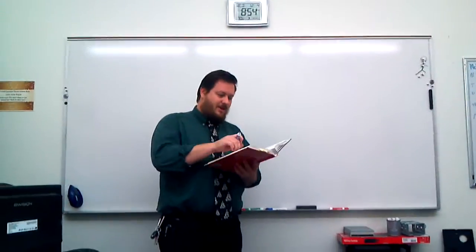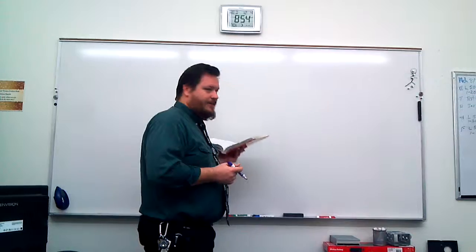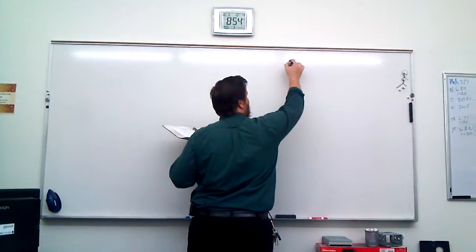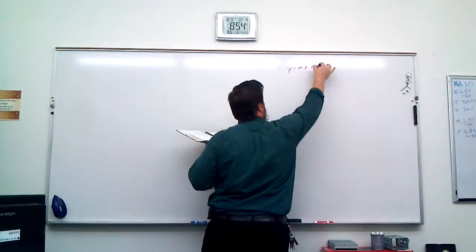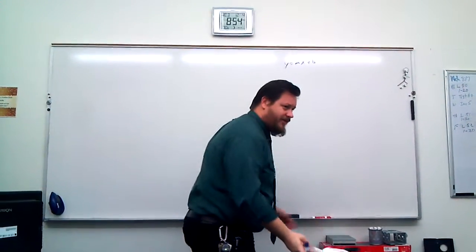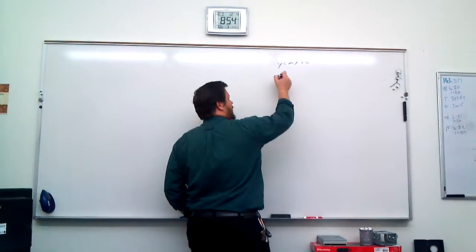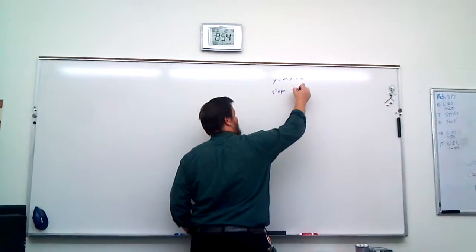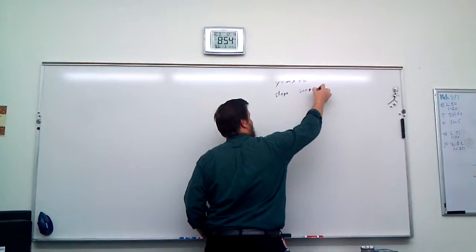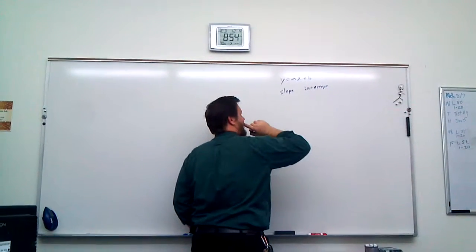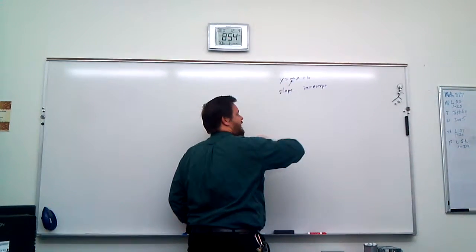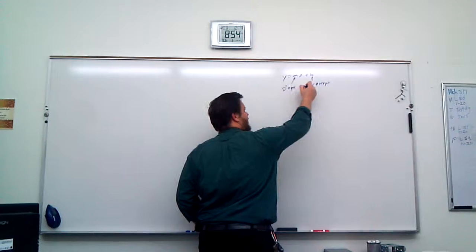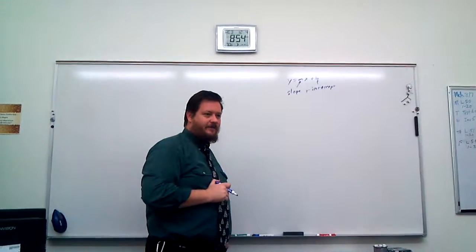Lesson 49, linear intercepts. When we talk about a line, what's the equation of a line? Y equals mx plus b. And what do we call this form? Slope intercept. And why do we call it the slope intercept? Because that's the slope, and that's the intercept. More specifically, this is the y-intercept. That's where it crosses the y-axis.